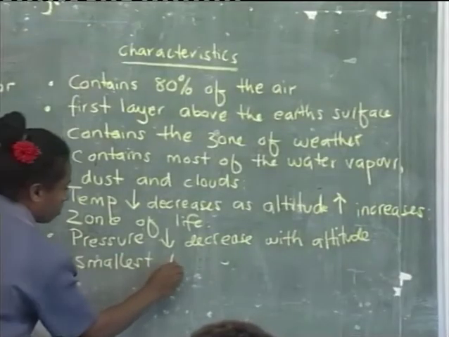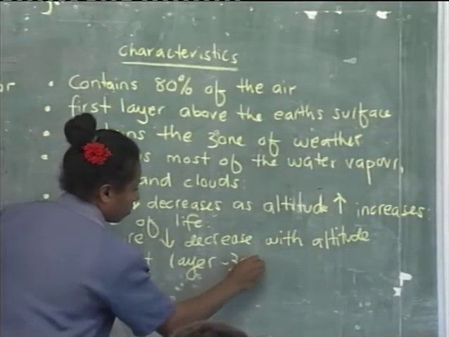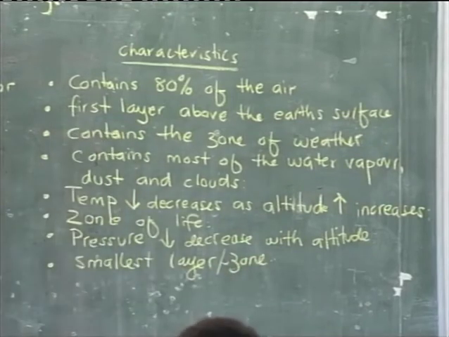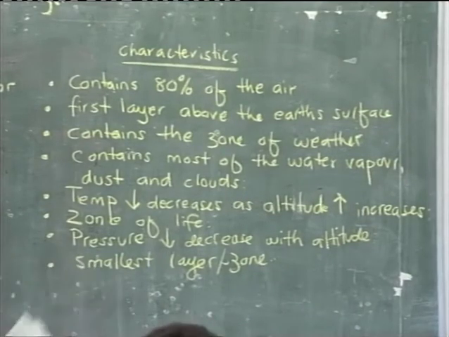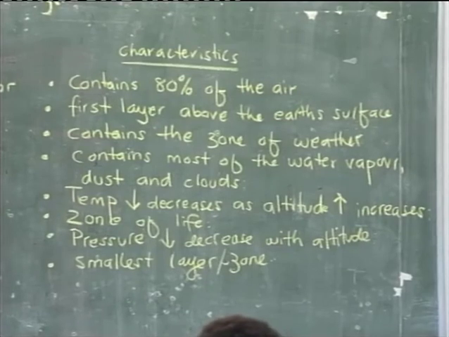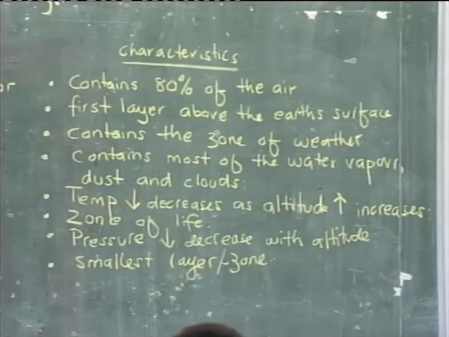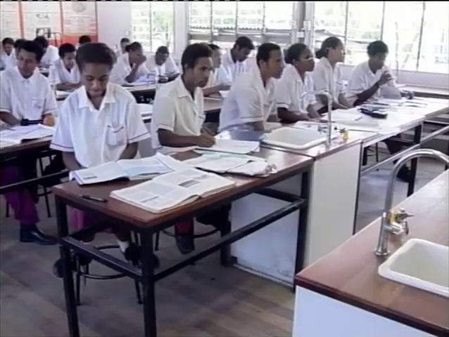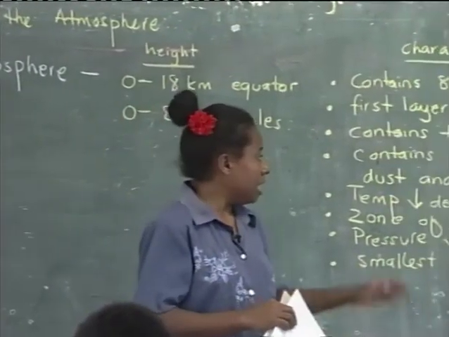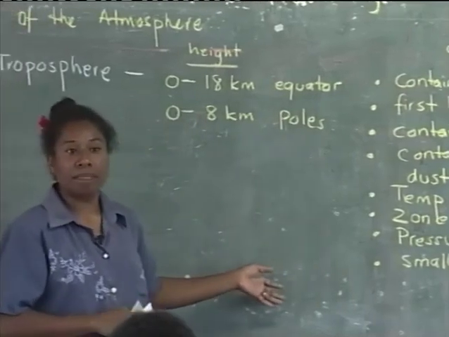It is the smallest layer in terms of size. Okay, when you're making a comparison with the range in terms of the height of the different zones of the atmosphere, you will tend to find that it is the smallest in comparison to the other layers or zones of the atmosphere. So when we look at the range from 0 to 18, and perhaps when we look at the stratosphere, the range might be a little bit higher and bigger. And when we look at the ionosphere, we might find that the range is even greater. Any other characteristics to be included here from the class generally?